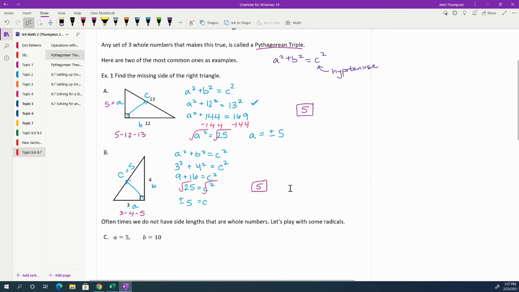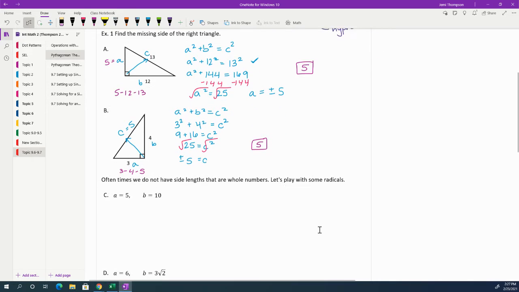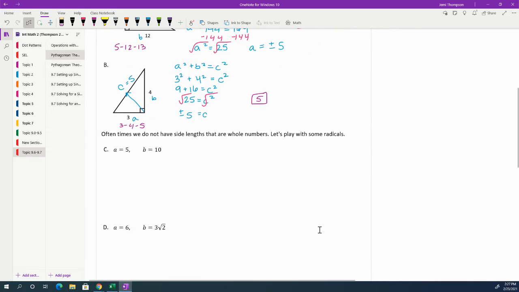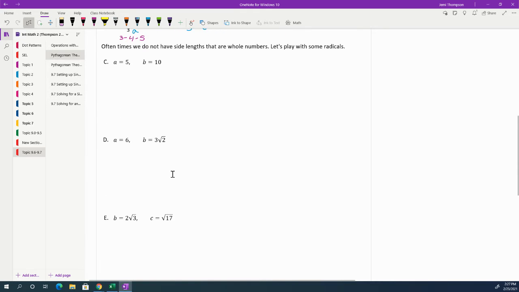So continuing on, the next part says, oftentimes we do not have side lengths that are whole numbers, so let's play with some radicals. We recently did a radical review, with square roots, so hopefully that comes to mind as we get after this a little bit. For these problems, I chose to not draw the triangle so that we could have a little bit of practice on making sense of these when given A, B, and or C.